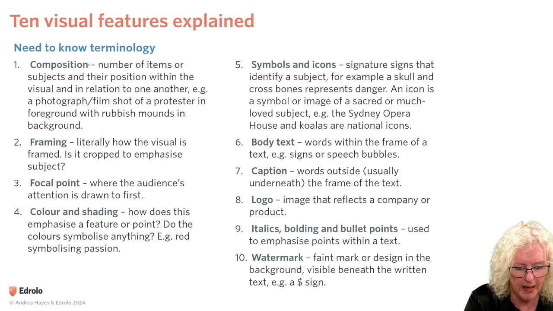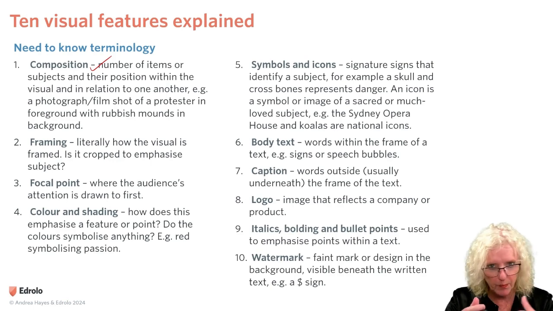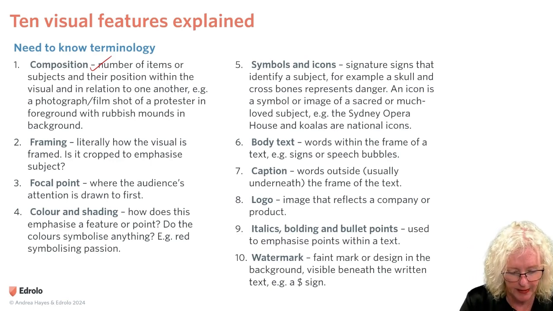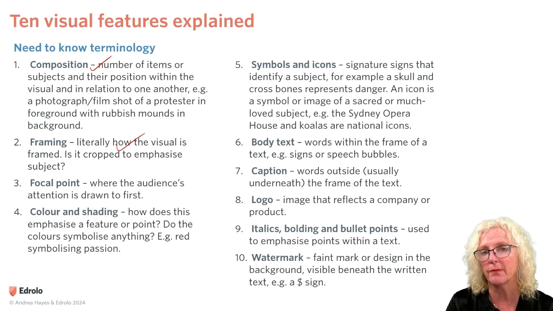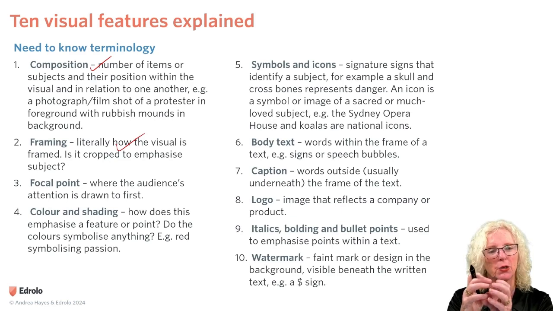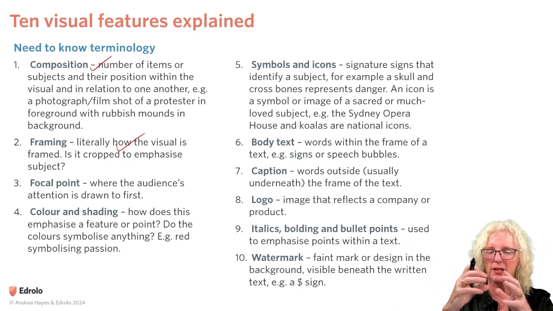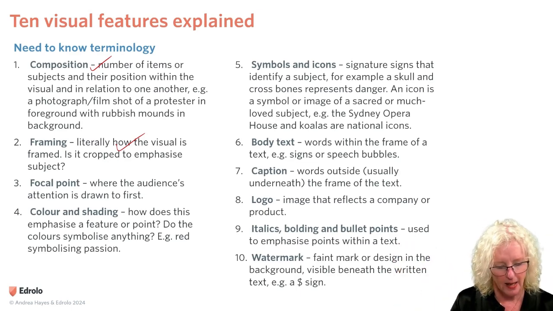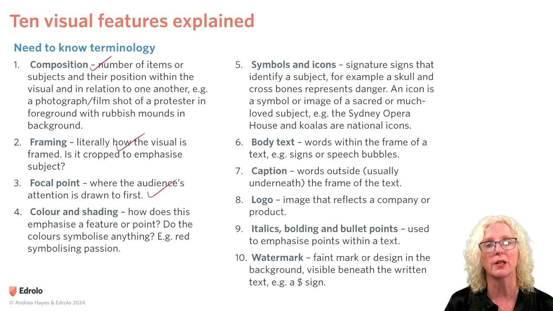So we've already had a look at composition: the number of items, subjects, and where they are in relation to one another. Framing is literally how the visual is framed. Is it cropped to emphasise the subject? So we could crop that one from the meme even further so it was just the koala. You can do all sorts of things like that, including a wide shot to give it more context, or a crop where it doesn't. Focal point is where the audience's attention is drawn to first. Sometimes this is really, really obvious.